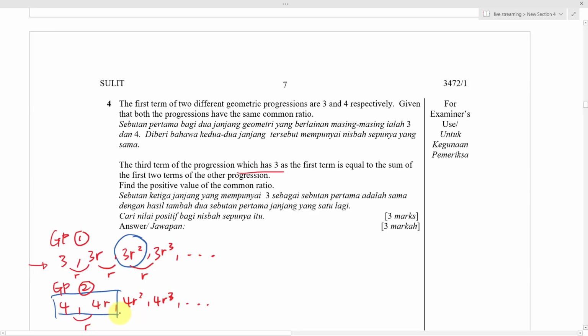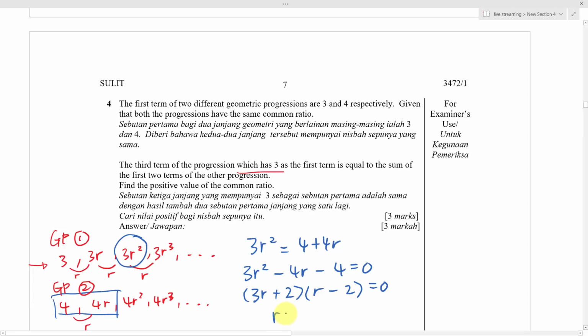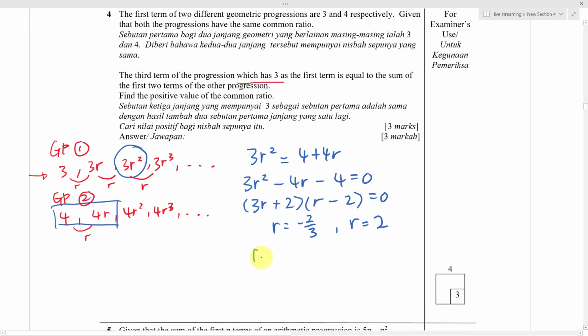So from this sentence, if you can understand it, you can form the equation. That means 3R squared equals 4 plus 4R. Then you should know this is a quadratic equation: 3R squared minus 4R minus 4 equals 0. Then I will factorize this. This is 3R and R, and then 2 and 2, minus and plus. So R equals negative 2 over 3, and R equals 2. The question asks me to find the positive value of the common ratio, so I will reject the negative one.